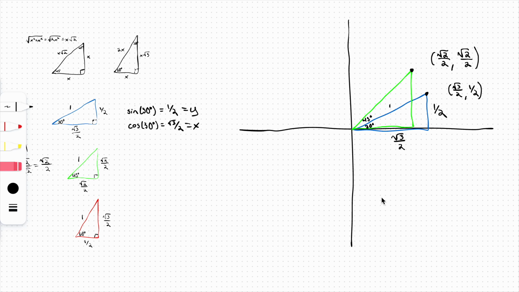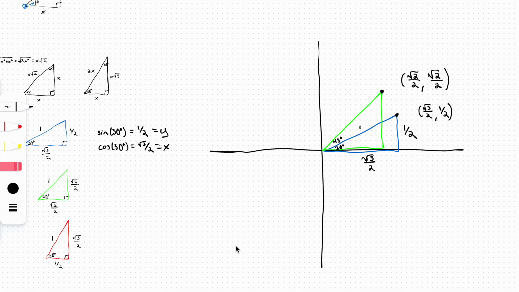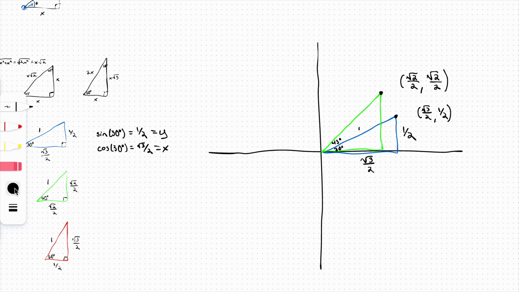So we have one more triangle. That's going to be a red triangle. And so that's at 60 degrees. So let's draw that. So here we're going to have a little side here. And then we go vertically like this about.